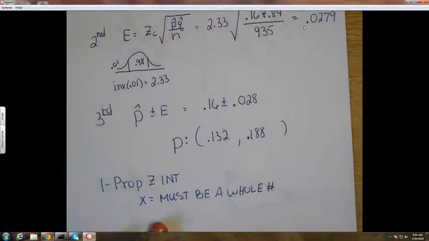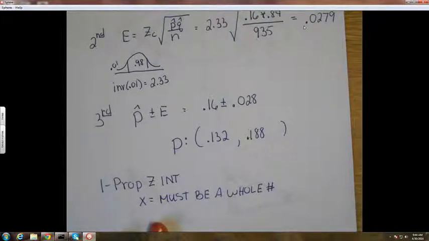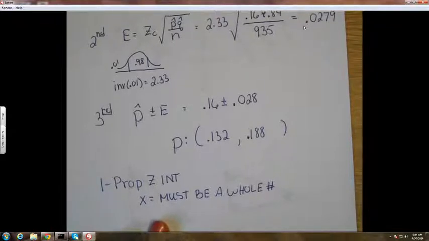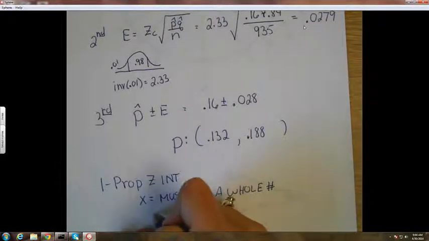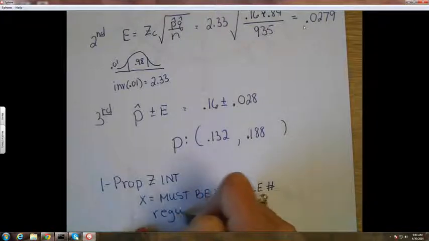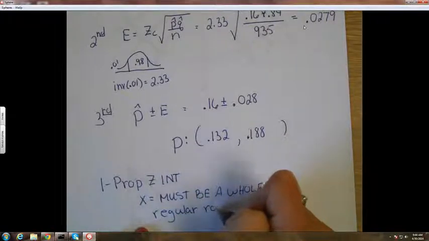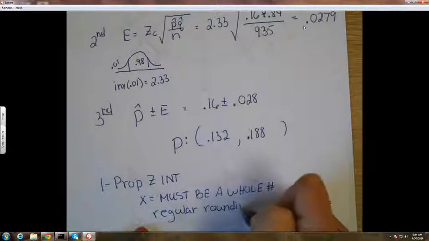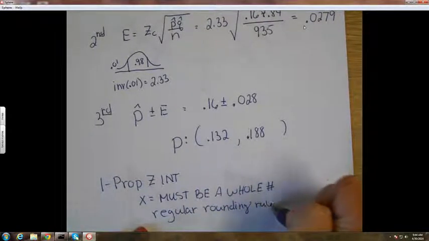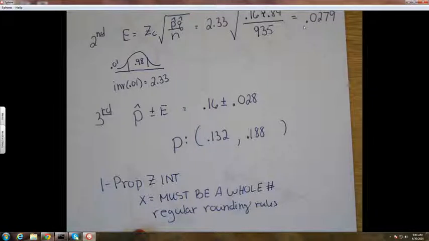The sample size was 935. You can't have more successes than you had samples. That'll cause an error too. And you use regular rounding rules, because you'd want to keep that as close to the percentage as you could get. So the only time you round up is on minimum sample size.